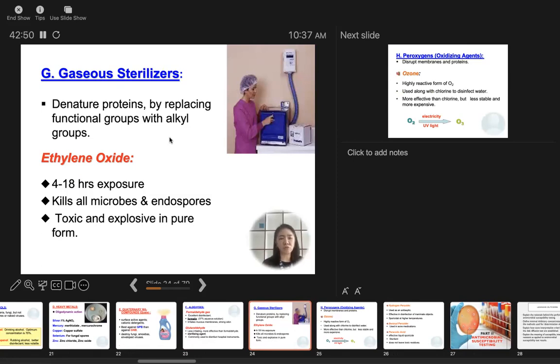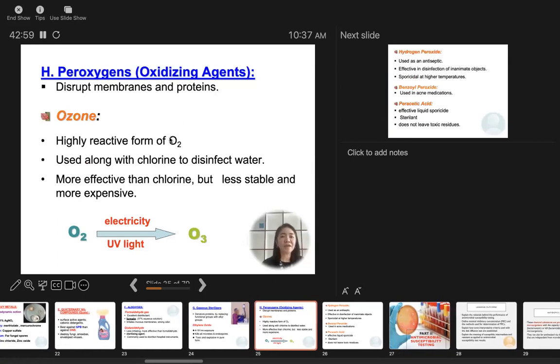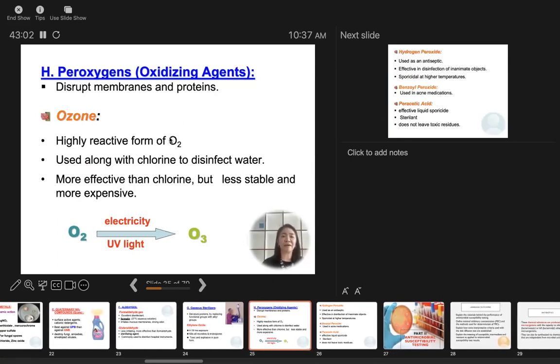And of course, endospores as well. But take note that it is really toxic, especially when used in its pure form. It can also be explosive. Then we have your oxidizing agents, or the peroxides. Peroxides can disrupt membrane proteins. That's how they kill microorganisms. Ozone, for example, is a highly reactive form of oxygen. It is used along with chlorine to disinfect water. It's believed to be more effective than chlorine, but chlorine is more stable. Ozone is rather unstable and quite expensive.